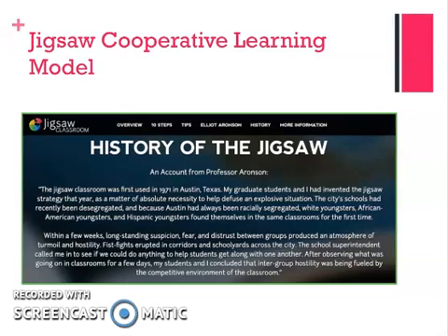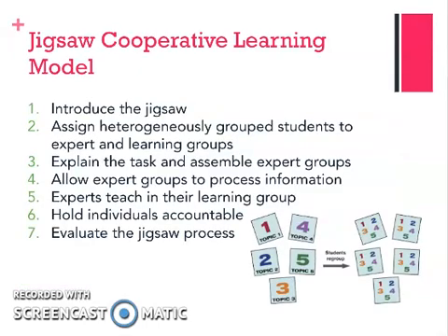So the Jigsaw model is comprised of 7 different steps. You begin by introducing the jigsaw. You assign heterogeneously grouped students to expert and learning groups. Those groups could be composed of students who are randomly grouped, grouped by interest, or grouped by readiness. So it could be heterogeneously or homogeneously grouped. We'll talk a little bit more about that in a minute.